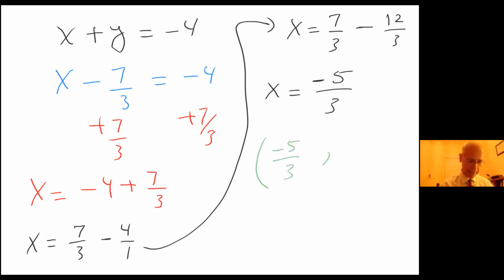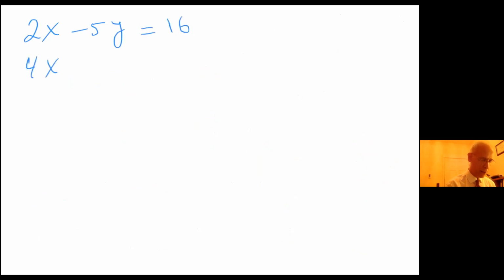And we found out that the y value was -7/3. Remember, the first one is always x and the second one is always y. Let's do another example using addition method. Let's do, how about, 2x minus 5y equals 16 and 4x minus 3y equals 11.